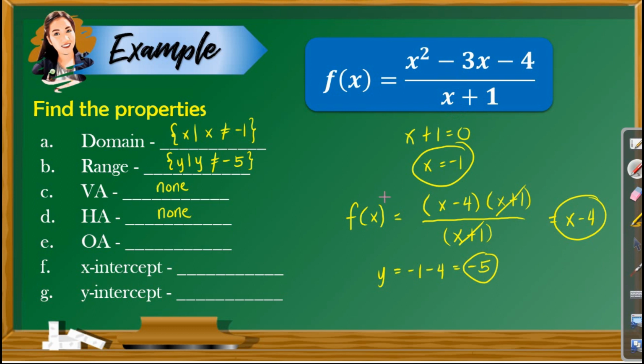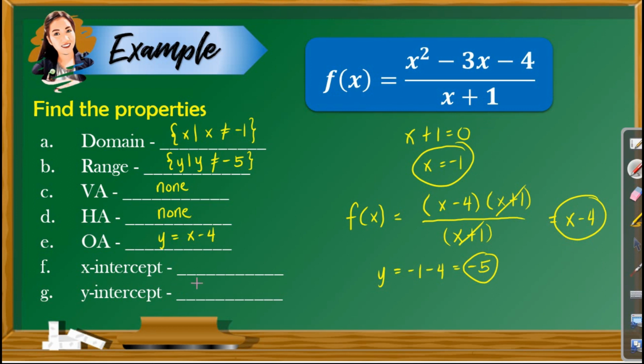Recalling how to find the oblique asymptote, we need to divide the numerator and the denominator. And we were able to do it. We were able to divide the factored form of the numerator with the denominator, and we were able to get x minus 4. So the oblique asymptote of this function is y is equal to x minus 4. It is the function itself of the simplified function of the given.